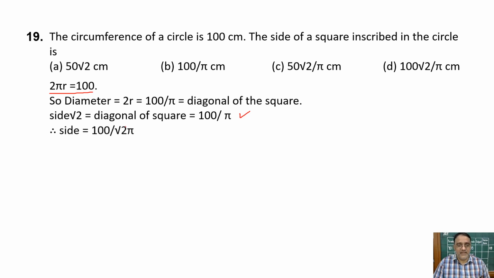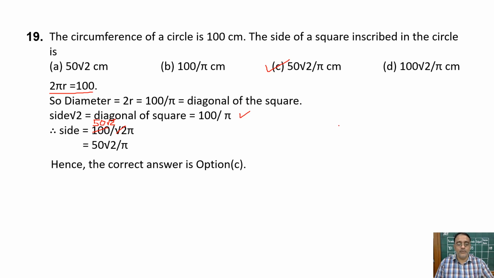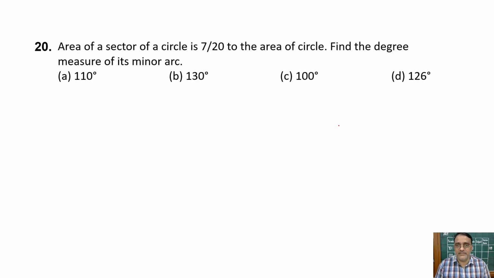ठीक है? ये √2 हम लोग कैंसिल कर सकते हैं, so we'll get 50 √2. So finally the answer will be 50 √2 upon pi. So the correct option is Option C. Option C, right. So now we are moving toward the last question of today's session.